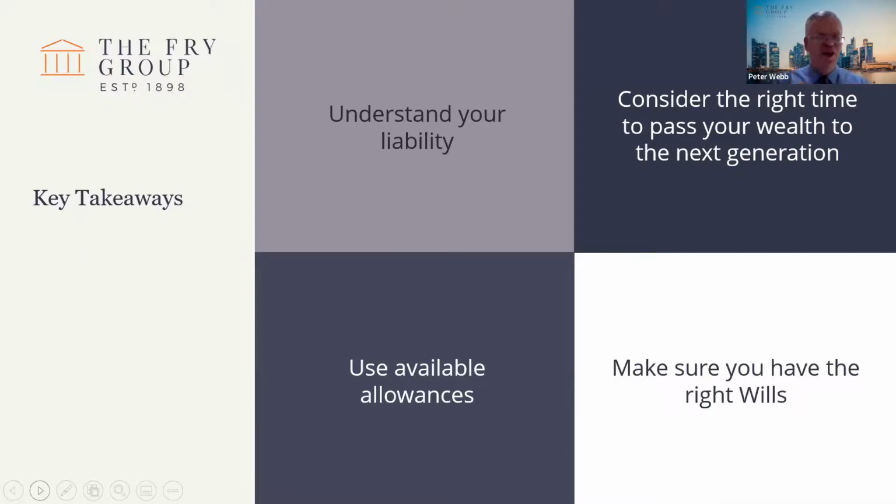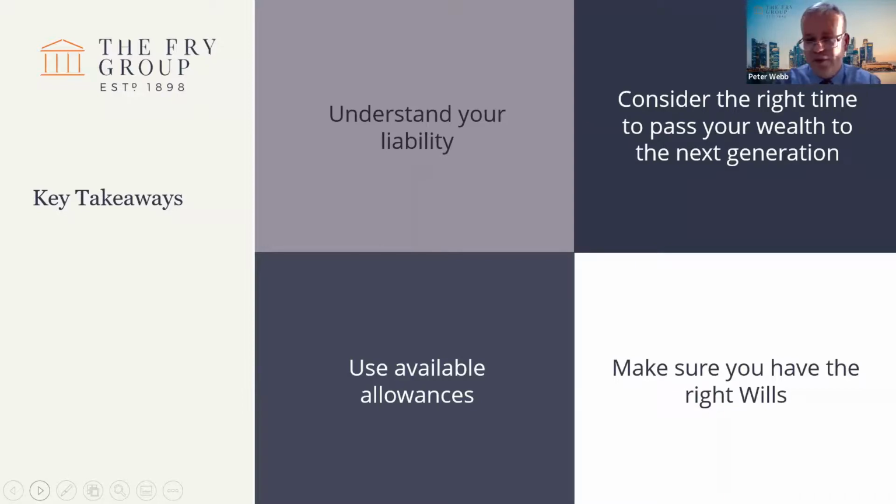So on this slide, I include my key takeaways for today. The starting point for inheritance tax planning is to understand what your inheritance tax exposure is. What is your liability? I think one of the key things is to consider when is the right time to pass wealth to the next generation or your intended beneficiaries, because that can be one of the simple ways to plan for inheritance tax. Each year, use your available allowances and make sure you have the right wills written to help with that inheritance tax plan.